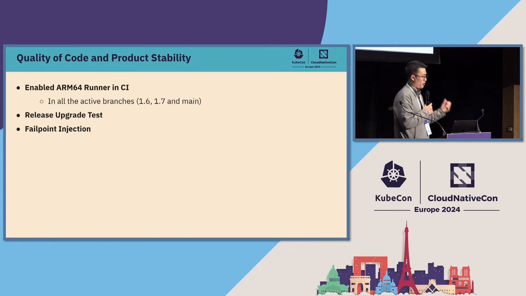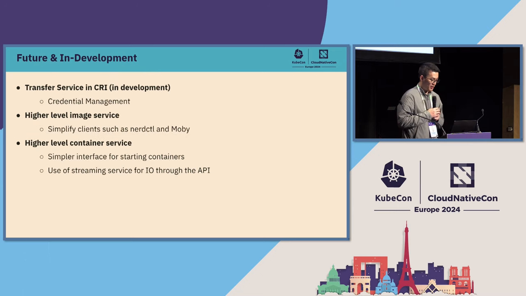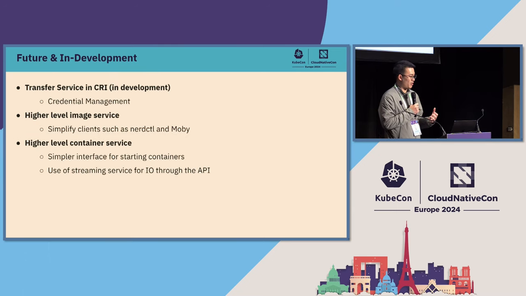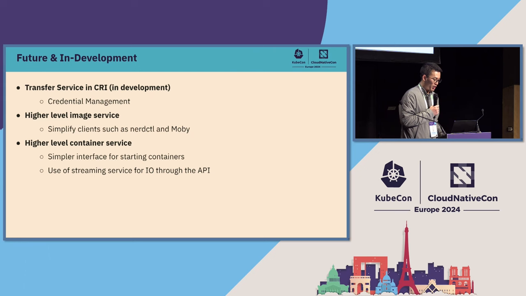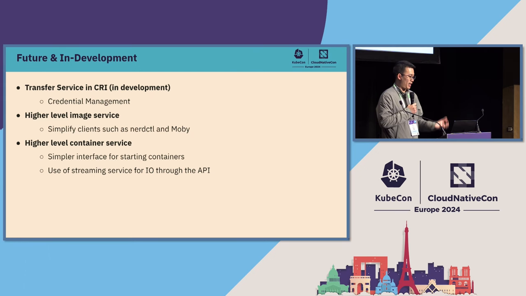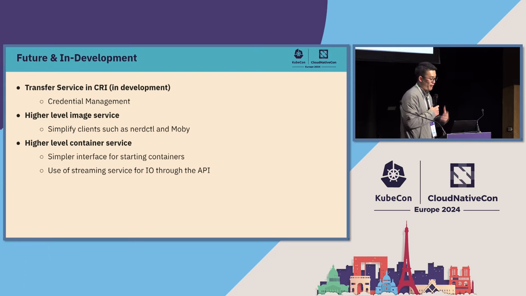So we introduced the fail points test in the CI pipelines. And we still have a lot of things we want to handle around the transfer service and the sandbox API. So we still have a lot of things to do.